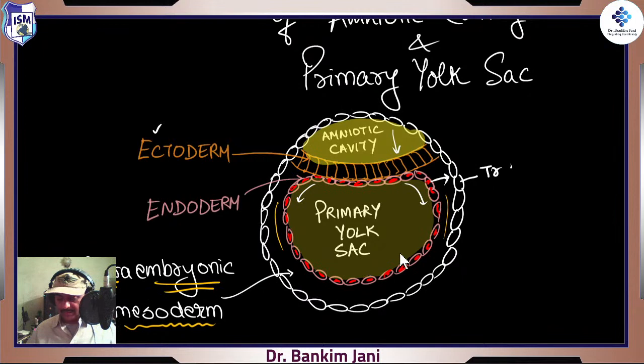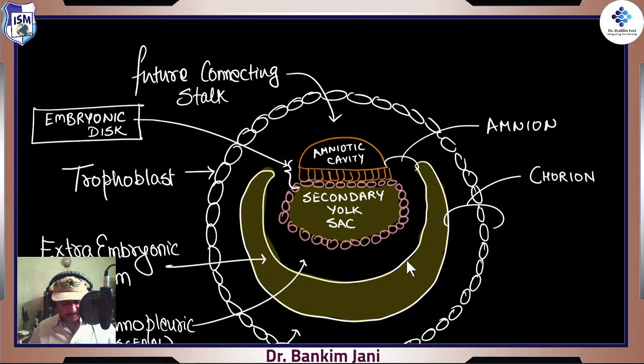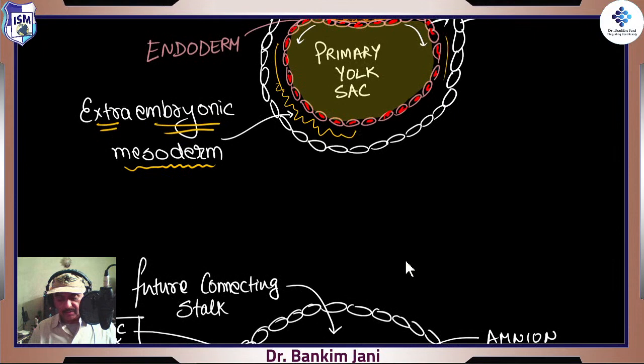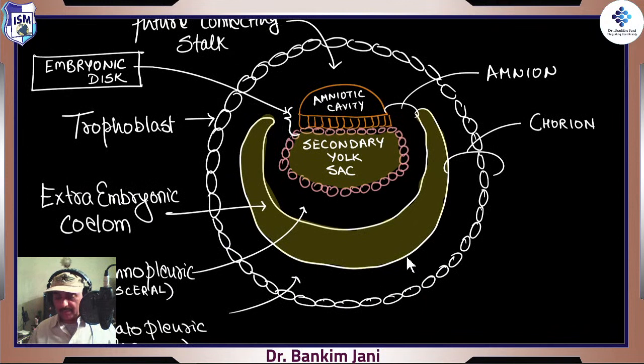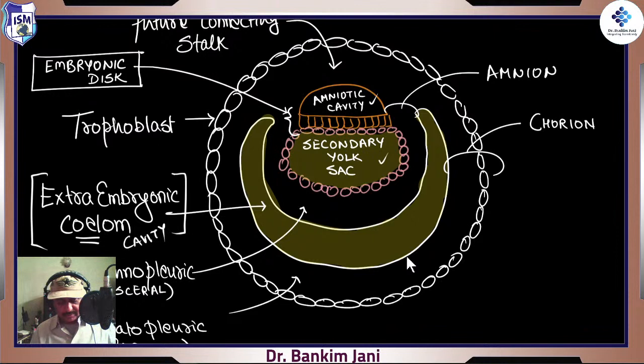Now see what happens. In that space, in those mesoderm, there is formation of one more cavity. So these are the mesoderms, all those mesoderms, those cells, and in that there is formation of one more cavity. See what happens. This is the amniotic cavity, you know this, right? There is the secondary yolk sac, you know that. And then this surrounding area was totally filled up with those mesoderm. But then there is development of a third cavity. So we have got the amniotic cavity as one, secondary yolk sac two, and then this is the extra embryonic coelom. Coelom is cavity, right? Coelom is cavity. So there is this cavity. That cavity develops.